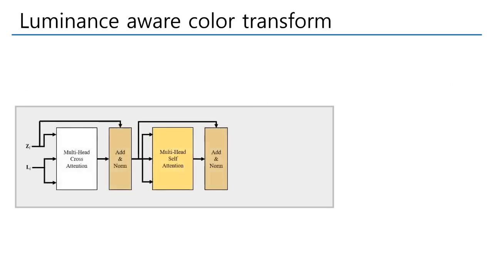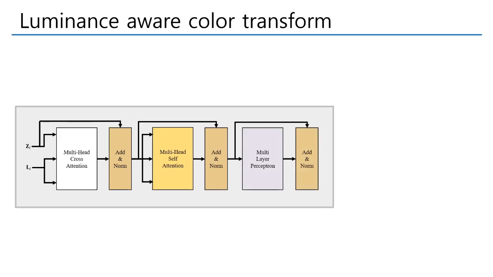The following figure shows the detailed structure of the luminance-aware color transform. Luminance-aware attention consists of multi-head cross-attention, multi-head self-attention, and MLP. Multi-head cross-attention takes image features extracted from the backbone module as query, and luminance features extracted from the luminance comparison module as key and value.